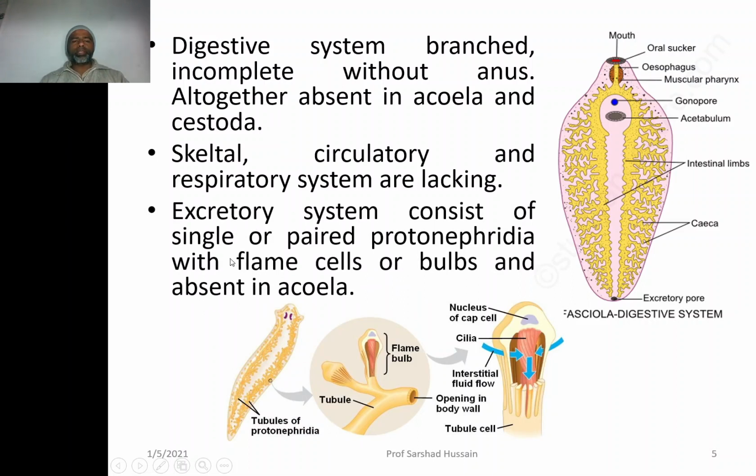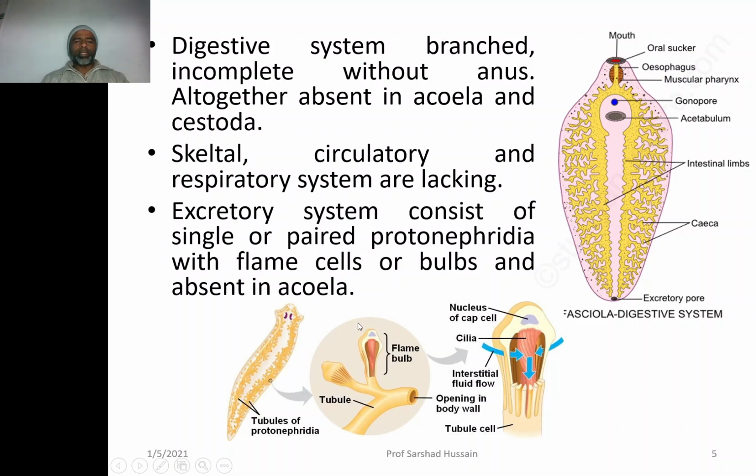Excretory system consists of single or paired protonephridia with flame cells or bulbs, and is absent in Acoela. You can look at this organism. This is the excretory system. Tubules of protonephridia are present. If you enlarge one tubule of protonephridia, you will find that with each tubule, a flame cell is present.